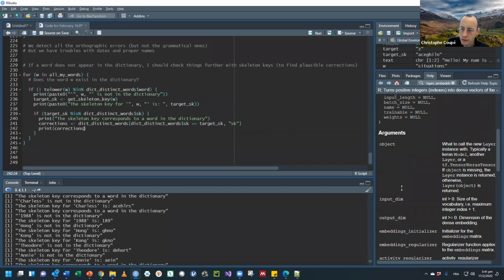Does that make sense? I do it step by step once again. I created the loop for all my words. Then I checked whether these words appear in the dictionary. And when that's not the case, I compute the skeleton key. I look for this skeleton key in the dictionary, I mean, in our table, okay? And when we find the skeleton key, then I get all the words that have this skeleton key and I print them. Does that make sense? Or do you have any question right now? Are we good?